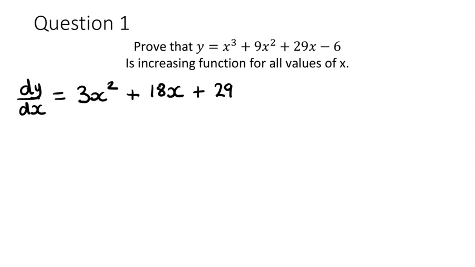And I can do this by completing the square. So what I'm going to do is take out a 3 for the first 2 terms here. You can, if you like, take the 3 out for all 3 terms. I just prefer to do it for the first 2 terms here. And then I'm going to complete the square on the x squared plus 6x.